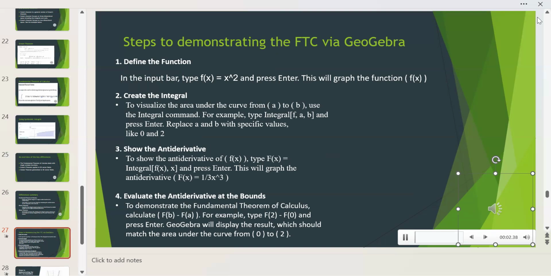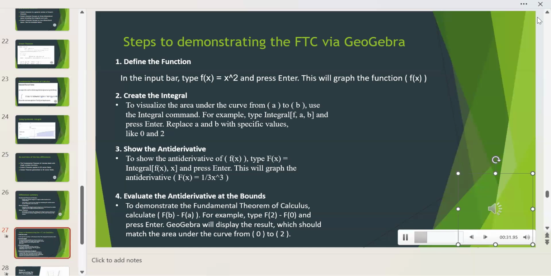So to demonstrate the fundamental theorem of calculus via GeoGebra, we would follow these steps. Step 1, you need to define your functions. For my demonstration, I'm using f of x equals x squared, but it can be any polynomial. So you would type your function into the input bar and press enter. It will graph the function for you.